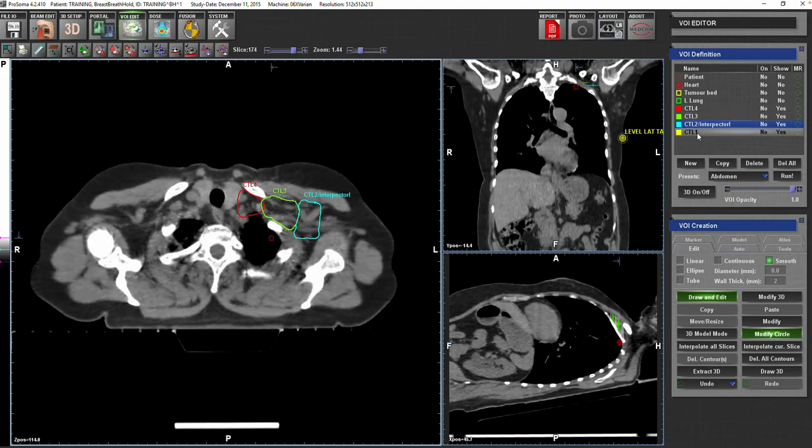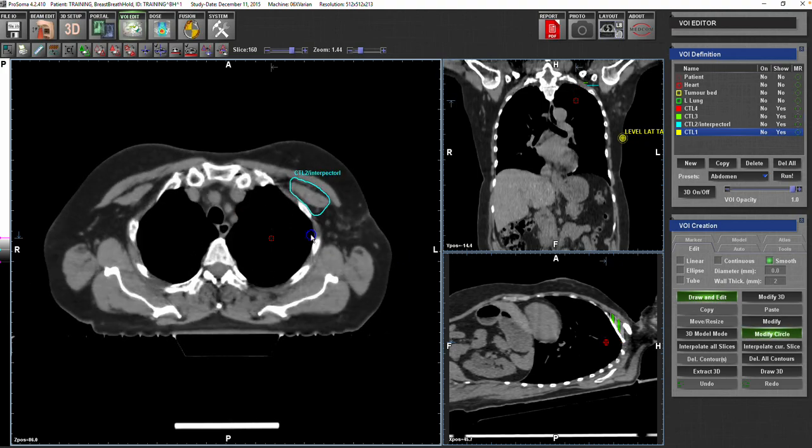Then the last one will be CTL1. Usually we don't take CTL1 in the majority of patients, except in what we call post-sentinel lymph node biopsy, where the lymph nodes are positive and the patient is not going to go for node dissection, as in the AMAROS group.